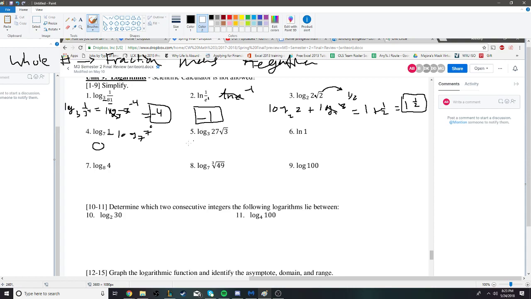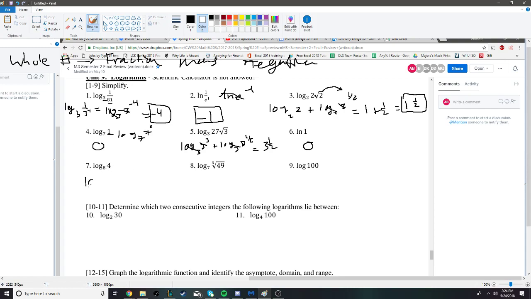This could be rewritten as log base 3 of 3 to the 3rd plus log base 3 of 3 to the 1/2. So 3 plus 1/2 is equal to 3 and 1/2. Again, that's 0.